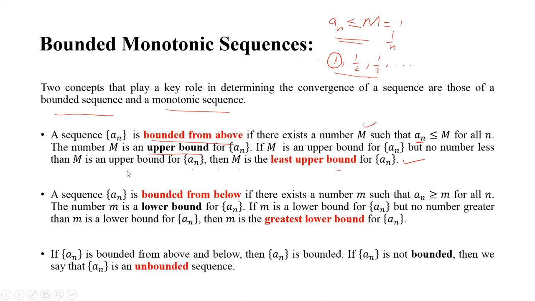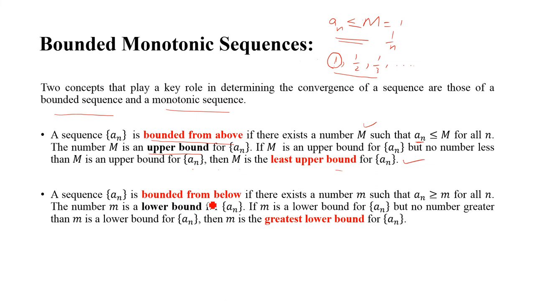Now, a sequence a_n is bounded from below if there exists a number m such that a_n is greater or equal to m for all n. So, the opposite concept of bounded from above. The number m is the lower bound for a_n. If m is a lower bound for a_n, but no number greater than m is a lower bound for a_n, then m is the greatest lower bound for a_n. Right? So, the greatest lower bound, the least upper bound. This is the concept of boundedness.